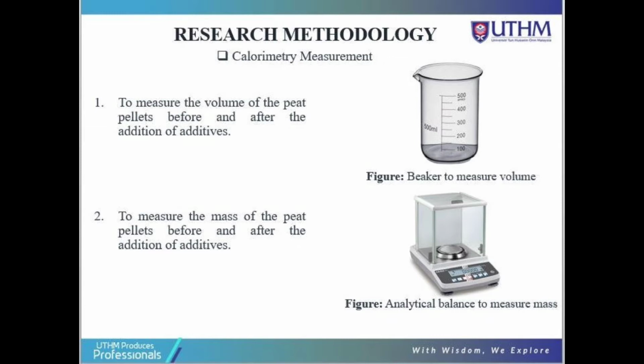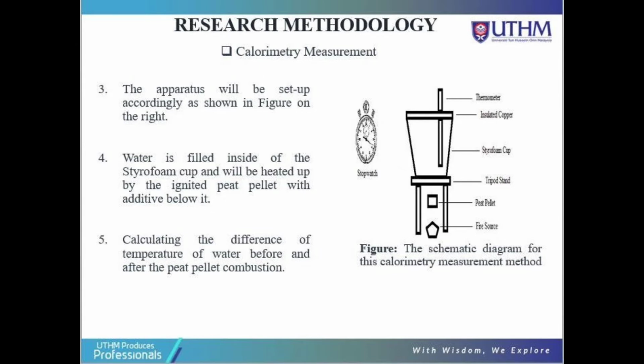Before the experiment starts, several data must be retrieved beforehand. The first data is to measure the volume of peat pellets before and after the addition of additive. The second data is to measure the mass of the peat pellets before and after the addition of the additive. The apparatus will be set up accordingly as shown in the display right now. The water will be filled inside of the styrofoam cup and it will be heated up by the ignited peat pellet with additive below it.